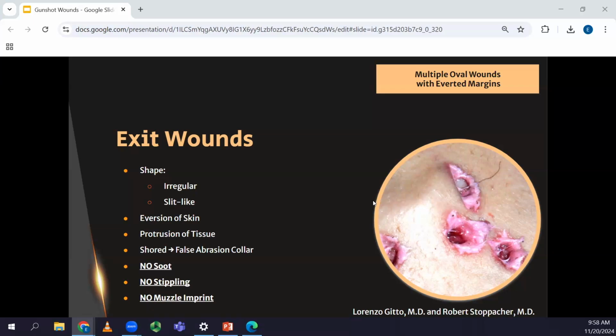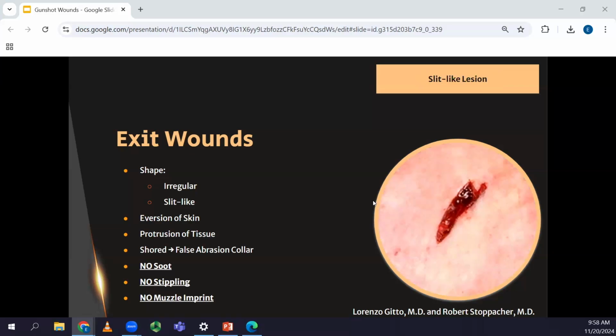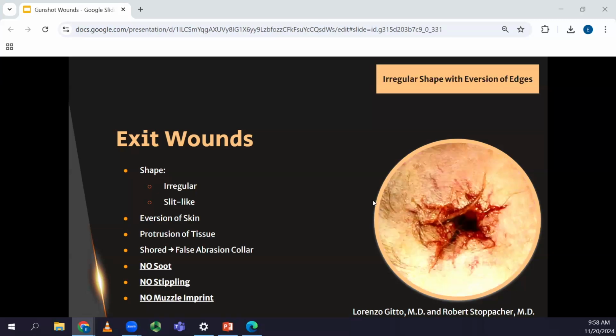But what you will definitely not see in an exit wound ever is soot, you'll never see stippling, and you'll never see a muzzle imprint. Like I mentioned, it could be a slit-like lesion, which could almost look like a knife or stab wound. The edges can be regular, and you'll sometimes see everted edges as well.